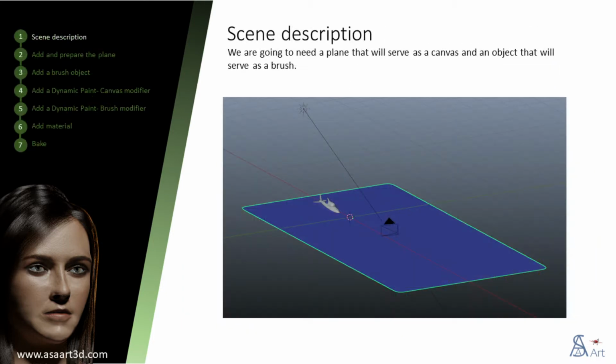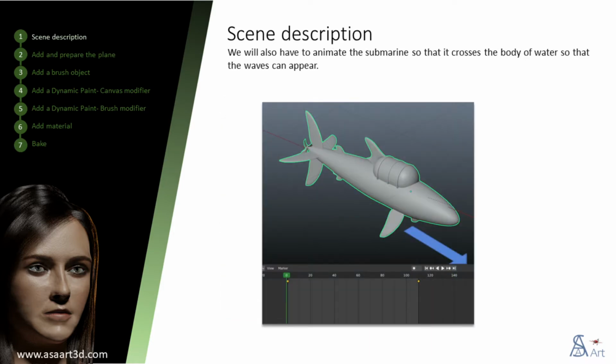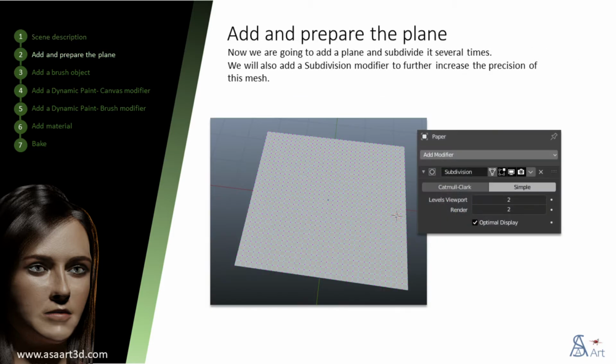We are going to need a plane that will serve as a canvas and an object that will serve as a brush. We will also have to animate the submarine so that it crosses the body of water so that the waves can appear. Now we are going to add a plane and subdivide it several times.